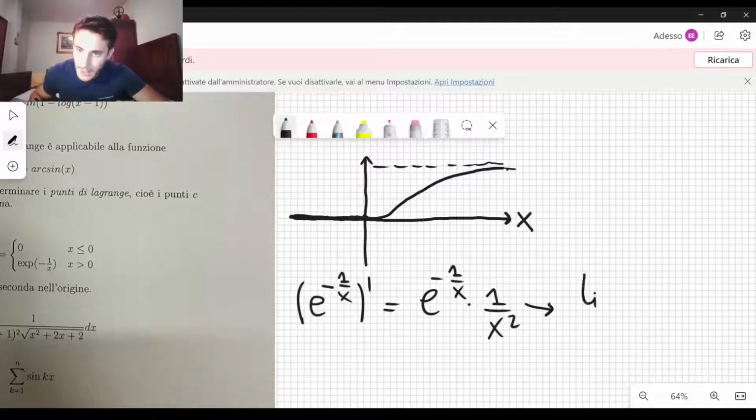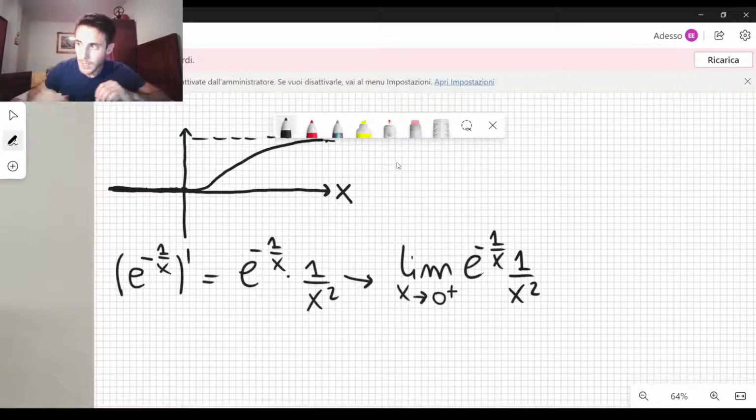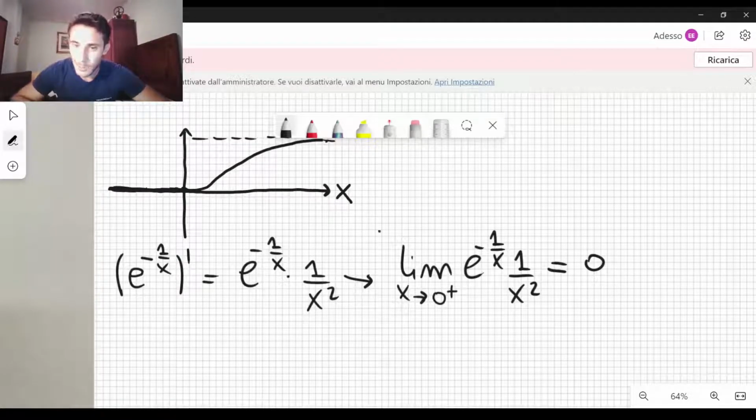And if we calculate the limit as x approaches 0 from the right, so 0 plus, and here we have e to the minus 1 over x times 1 over x squared, which is the derivative of the function e to the minus 1 over x, it is very easy to show that this will be equal to 0, because the exponential e to the minus 1 over x will decrease much more rapidly than this function increases, because when x is small, this function will be very large. But this function here will be way smaller because we have an exponential.